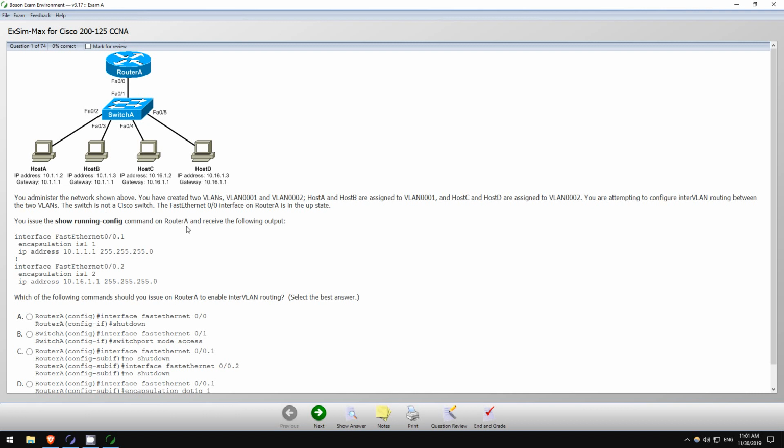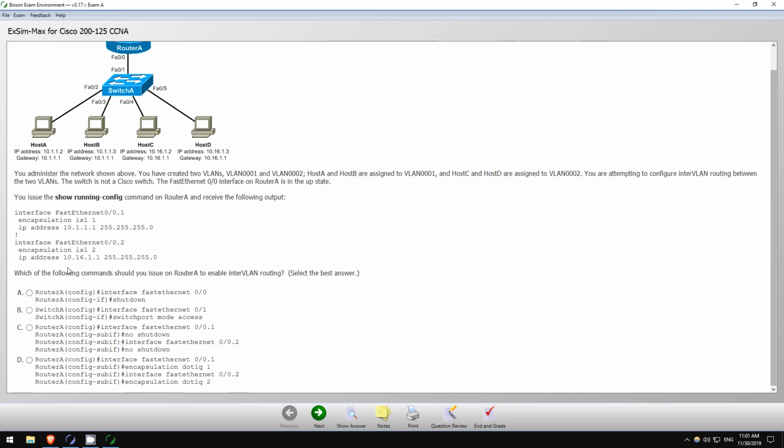You show the running config on router A and receive the following output. Encapsulation ISL. Okay, I think I found an issue here. ISL is a Cisco proprietary protocol. So this is not a Cisco switch, so it can't use ISL. So we're probably going to be changing this to .1Q.